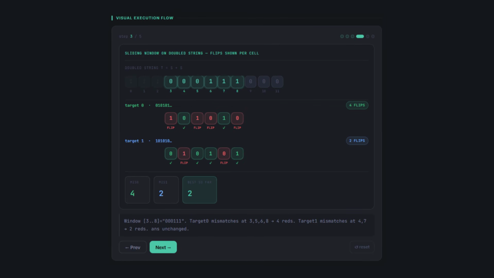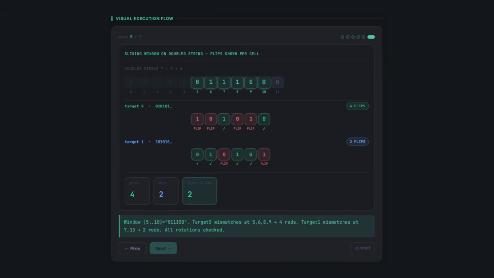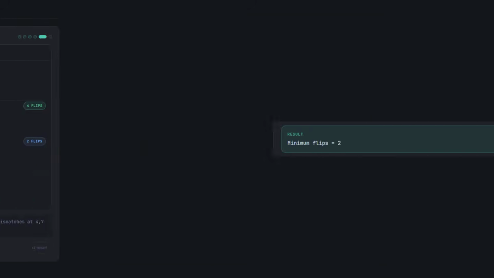Sliding the window again gives the substring 100011. When we compare this window with the 2 patterns, we again get 4 mismatches for the first pattern and 2 mismatches for the second pattern. The answer remains 2. Sliding again gives 0, 0, 1, 1, 1, 0. Once again, we see 4 mismatches for the first pattern and 2 mismatches for the second pattern. The answer is still 2. Finally, the last window becomes 0, 1, 1, 0, 0. After comparing with both alternating patterns, the minimum flips required for this window are again 2. At this point, we have checked every possible rotation. The minimum number of flips required to make the string alternating is 2.